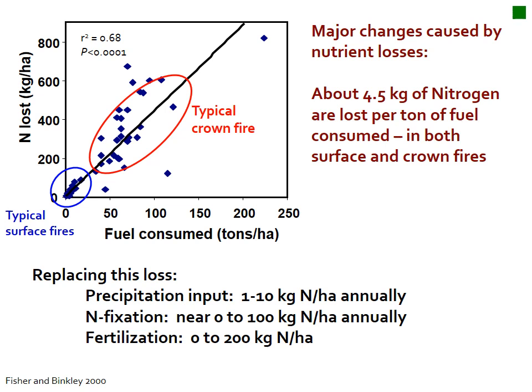Now, in terms of replacing this loss, some comes in precipitation. A lot comes in fixation by nitrogen fixing mycorrhizae and other processes within the soil, and then certainly fertilization in some areas as well, but not in natural ecosystems. Precipitation or nitrogen fixation are the two biggest ones.